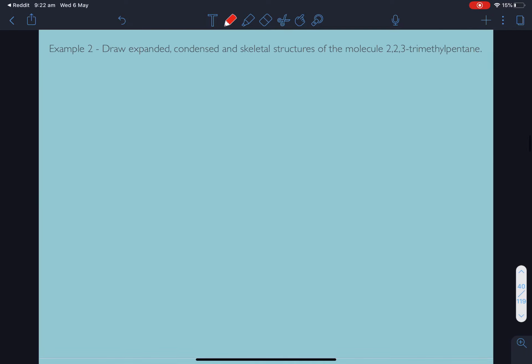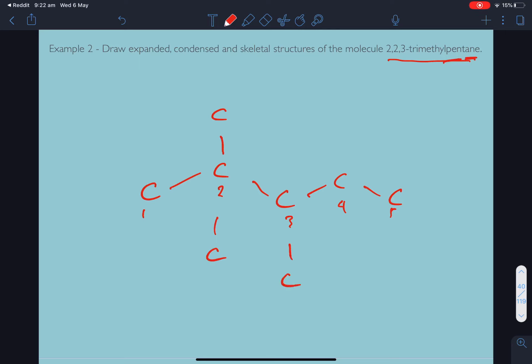Okay, we've got another example: 2,2,3-trimethylpentane. I've identified that it's an -ane and there's 5 carbons in there. I've got 3 methyl branches, on the 2, the 2, and the 3. To make it easier, start with your 1, 2, 3, 4, 5. And I've got a carbon coming off 2, another carbon coming off 2, and a carbon coming off 3. It doesn't matter which side of the 3 I put it on, the molecule will twist. It's a single bond, they rotate. All the rest are hydrogens.